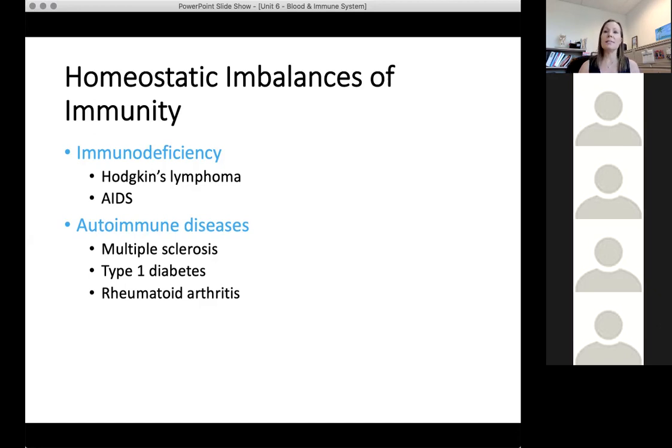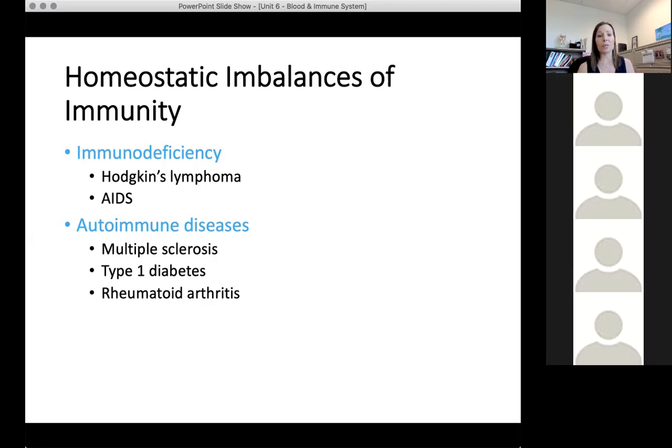And then autoimmune diseases. So auto refers to self, and these diseases occur when the immune system loses its ability to distinguish self from non-self. And that can be really dangerous because as a result, your body is going to produce antibodies or cytotoxic T cells that will attack your own cells and tissues. So basically your immune system is attacking your own body.